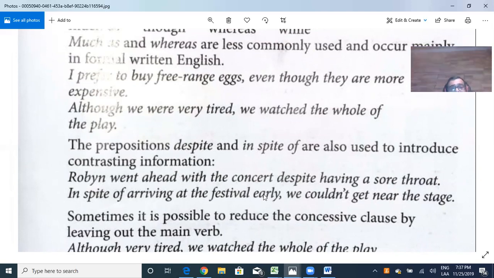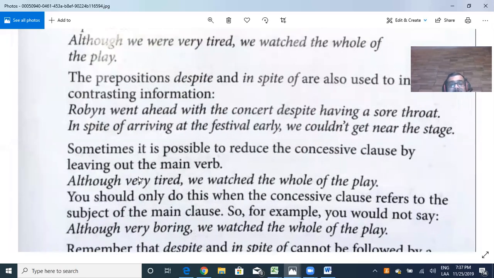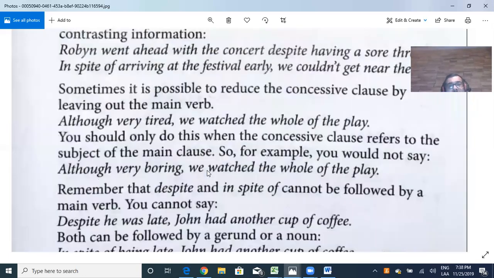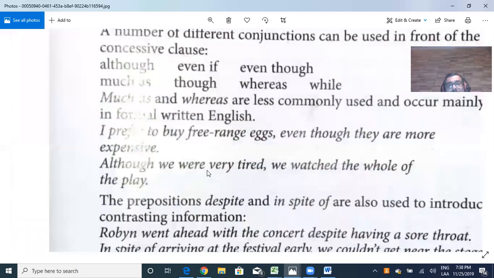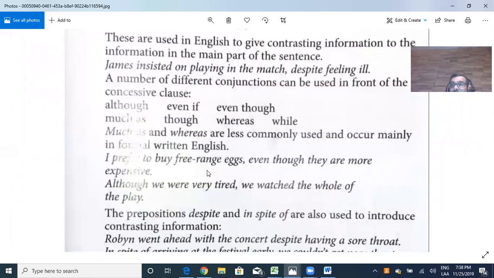It says sometimes it is possible to reduce the concessive clause by leaving out the main verb. Well, let's skip this part. But at least, was this first part clear for you, Jose? This concessive clause. Yes. Okay, good. So please try to include this in the speaking, it will be great. And please do it in the writing test. That's something very important.